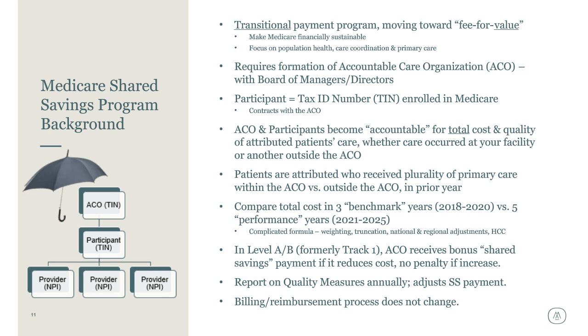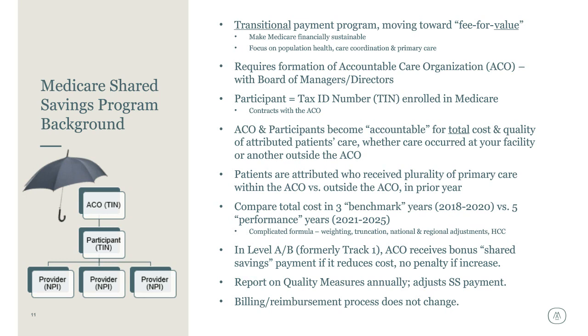And it is a bit complicated how they calculate cost and compare that in the benchmark versus the program year. But essentially it includes weighting of different patient categories, and the benchmark years are more heavily weighted more recently. There's truncation at the 99th percentile, so extremely expensive patients basically get ratcheted back down to the 99th percentile cost. There are national and regional adjustments, and it utilizes the HCC, the hierarchical condition category codes, that really determine the severity of illness of the patients.